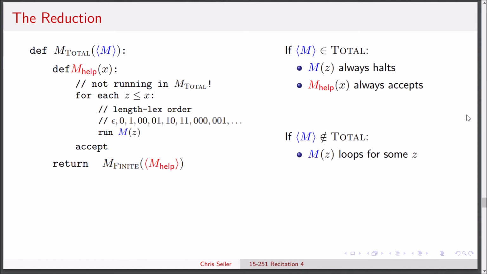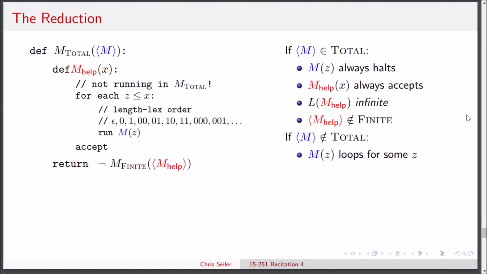So what does this mean? It means that the language of M help, this helper machine that we're given, is going to be infinite. In fact, it's going to be all of sigma star. And that means that the result is that M help is not finite. So maybe you see the problem here. We're returning M finite called on the encoding of M help, where in fact we should be returning the negation of this quantity, because we know that the language is going to be infinite if M is total. But that's an easy fix.